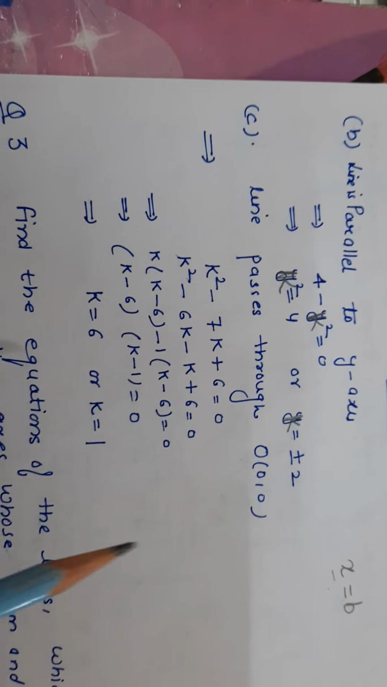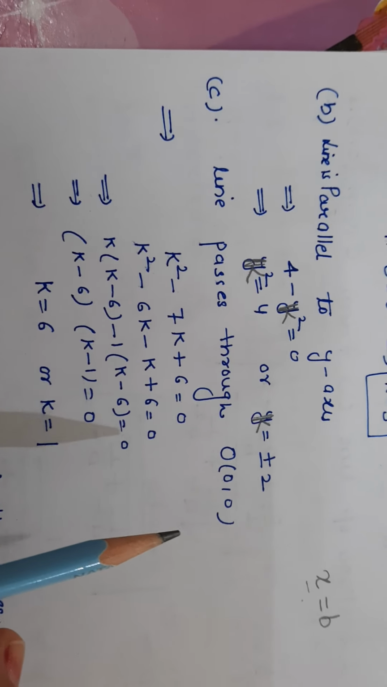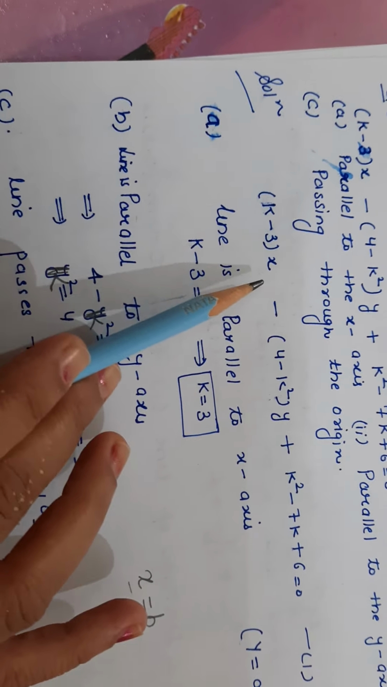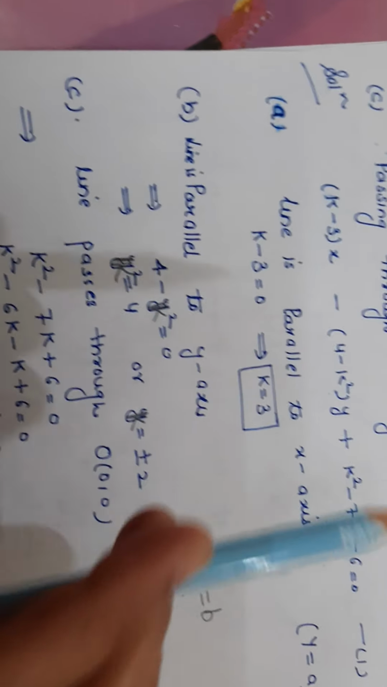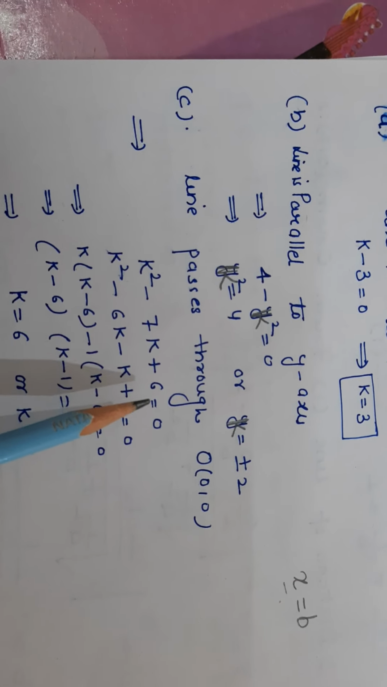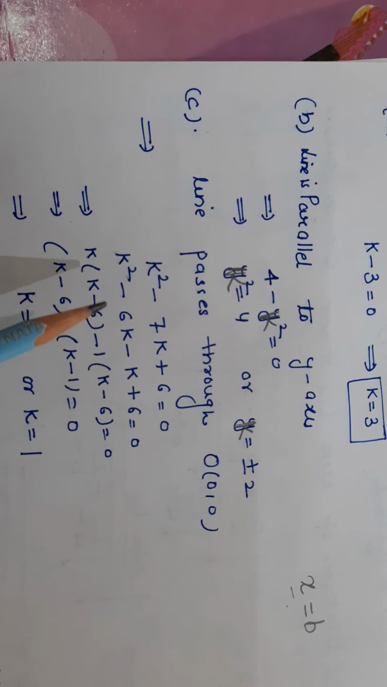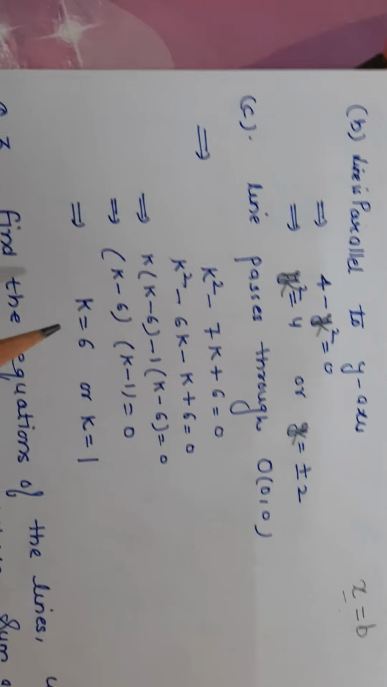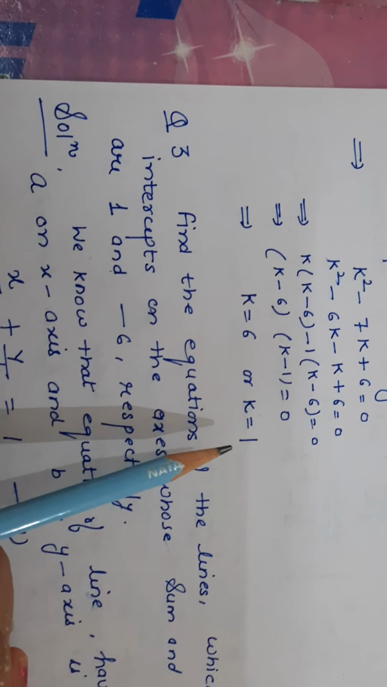Third part, line passes through the origin. Origin means the 0, 0 will satisfy your equation. So put both x and y equal to 0. You will have k square minus 7k plus 6 equal to 0. So this is k square minus 6k minus k plus 6, equal to 0. We have two values of k. K is either 6 or 1.